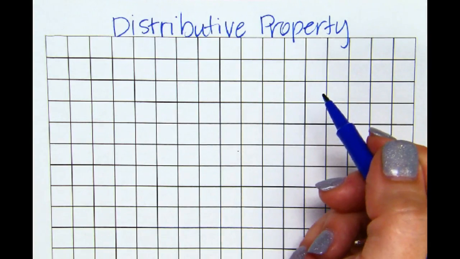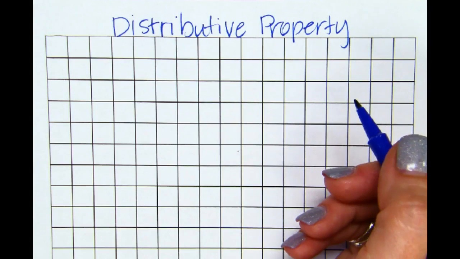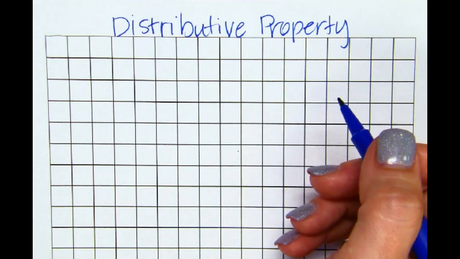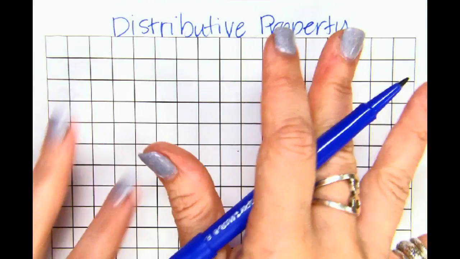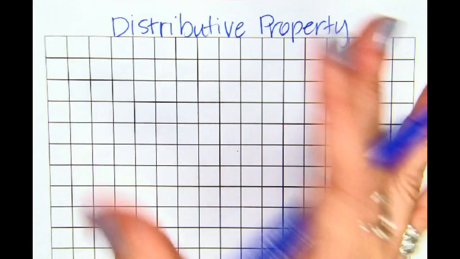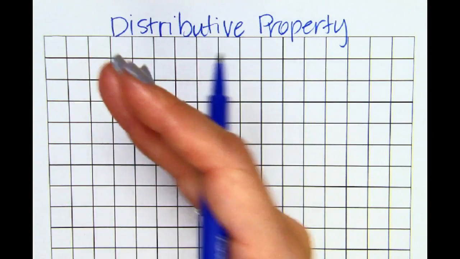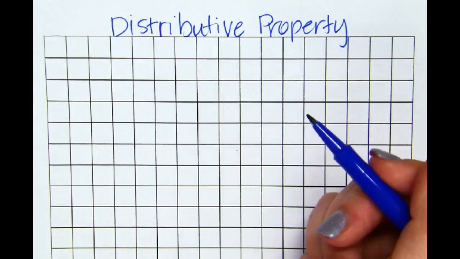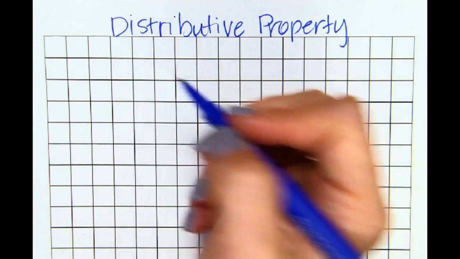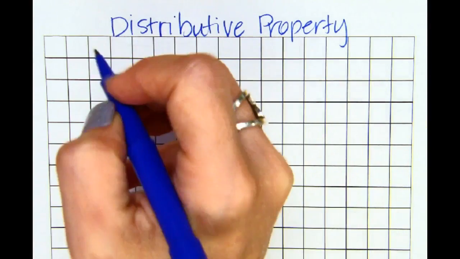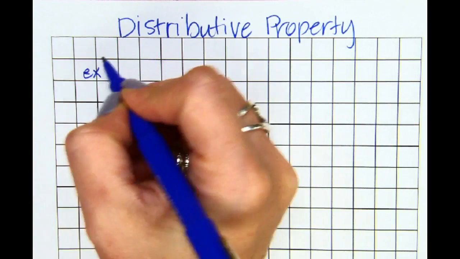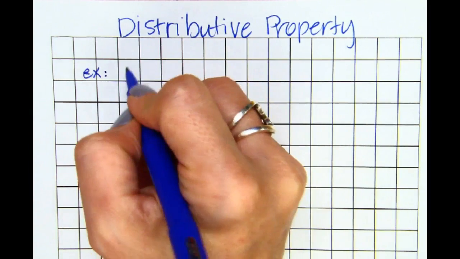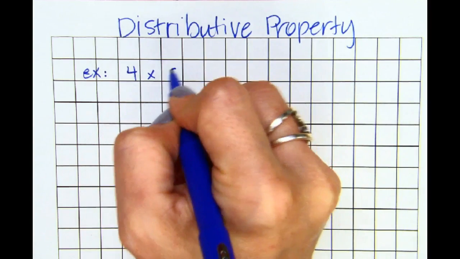When we use the distributive property of multiplication, it states that one of the factors in a multiplication sentence can be broken up and then multiplied by the other factor separately. And those two products can be added together. I know that's a lot, so let's look at an example and I'll show you how we can really play with numbers. Let's say we're multiplying 4 times 9.